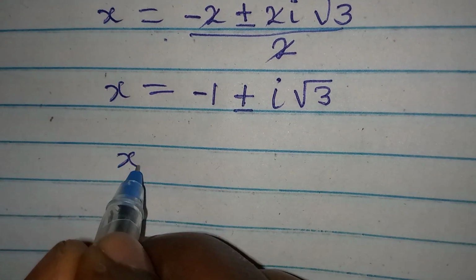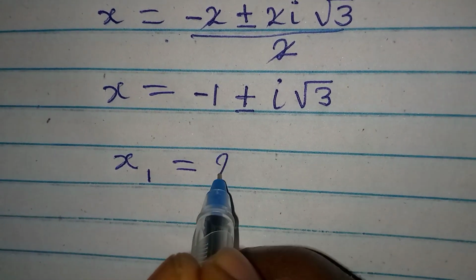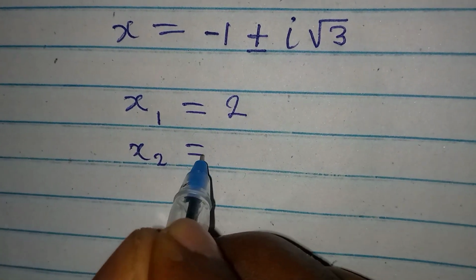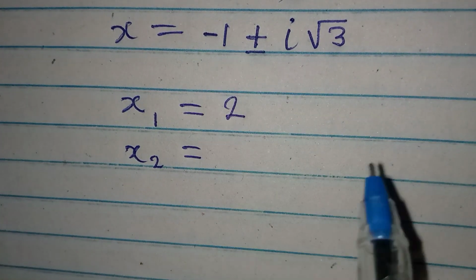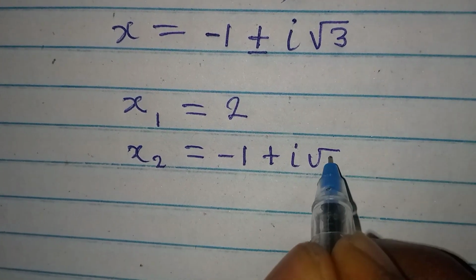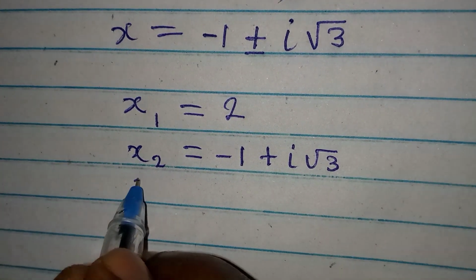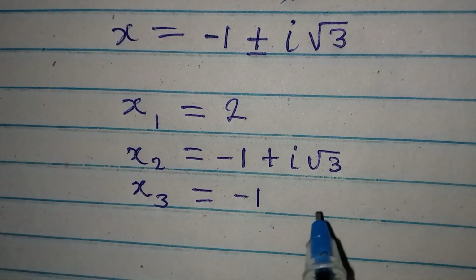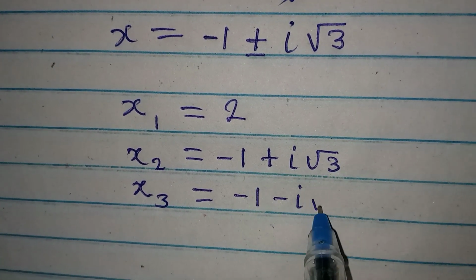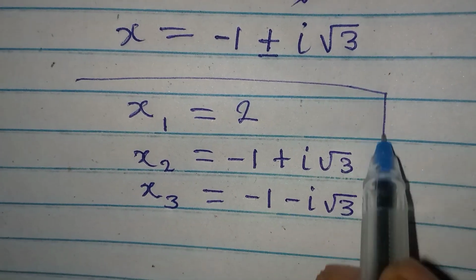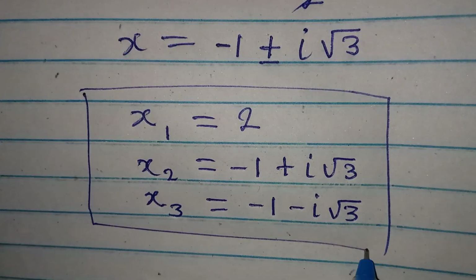Remember, the first solution is x1, which is equal to 2. Then the second solution, x2, is obtained from here. And we are going to pick minus 1 plus i root 3. Then the third solution, x3, will be minus 1 minus i root 3. So these are the 3 solutions that satisfy the equation.